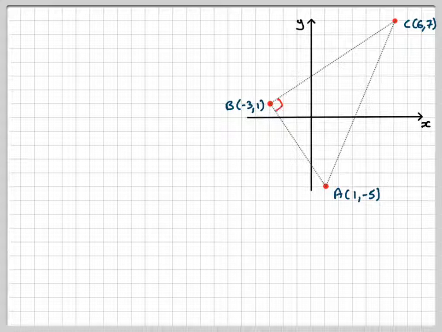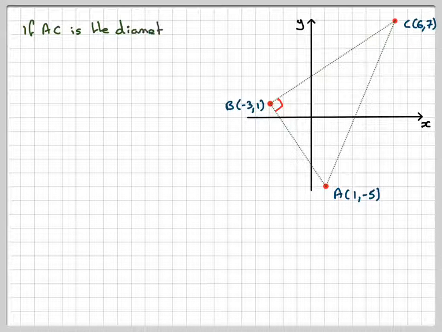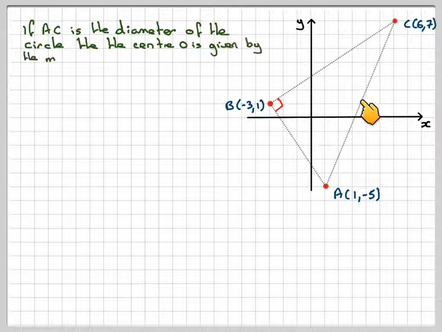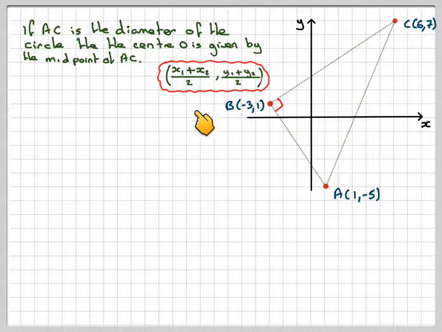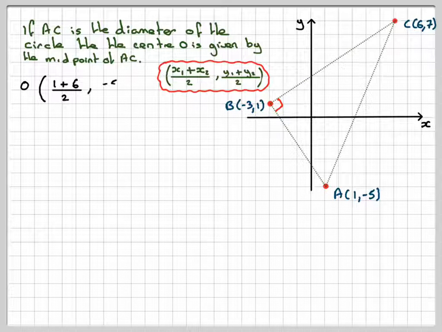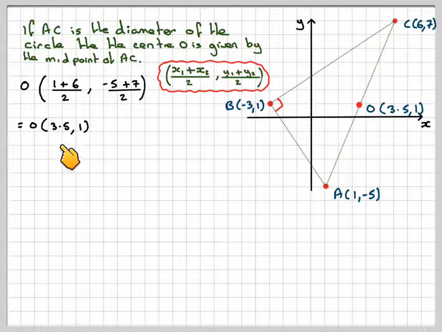Let's draw our diagram out again. So if AC is the diameter, then the midpoint of that line will be the centre of the circle. The midpoint formula is (x1 plus x2) over 2, (y1 plus y2) over 2. So it's going to be (1 plus 6) over 2, comma, (minus 5 plus 7) over 2. And that's going to give me that the centre of the circle is (3.5, 1).